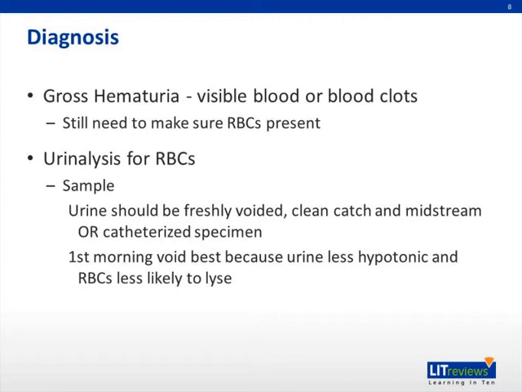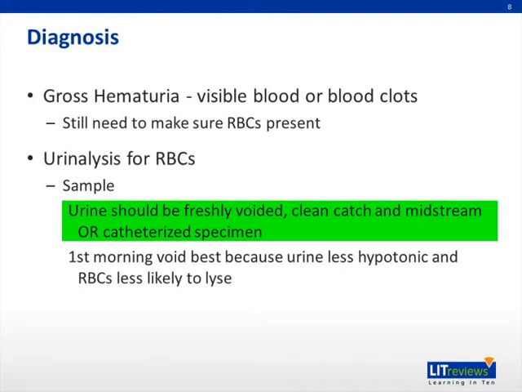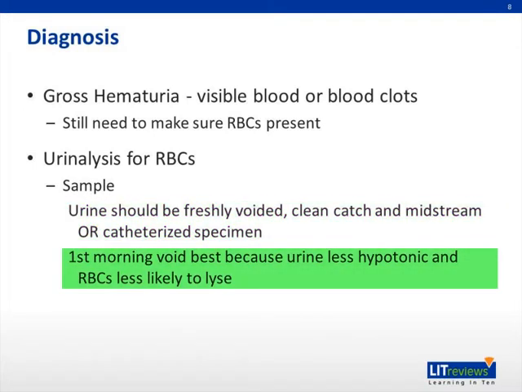A positive result is greater than 3 red blood cells per high-powered field. The urine sample must be a clean catch midstream voided specimen or a catheterized specimen. First morning void is ideal as urine is less hypotonic and the RBCs are less likely to undergo lysis.